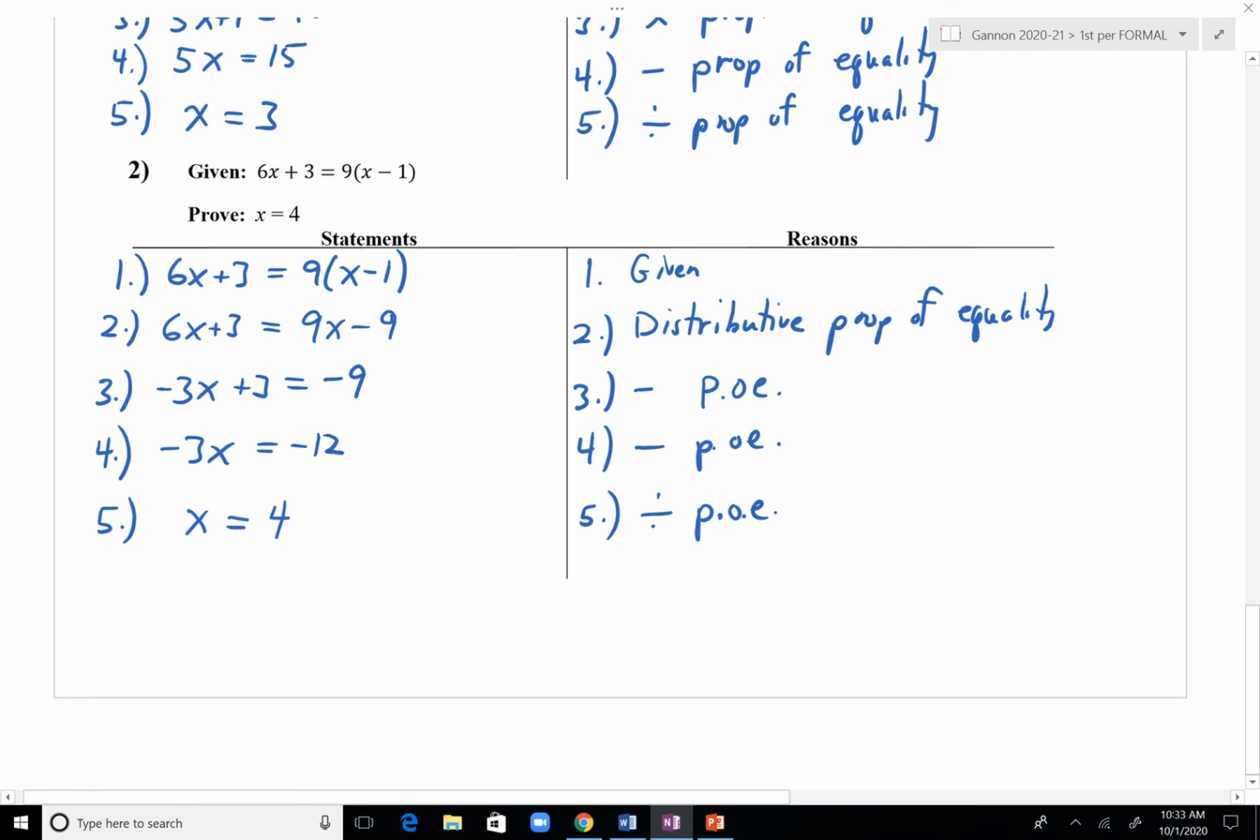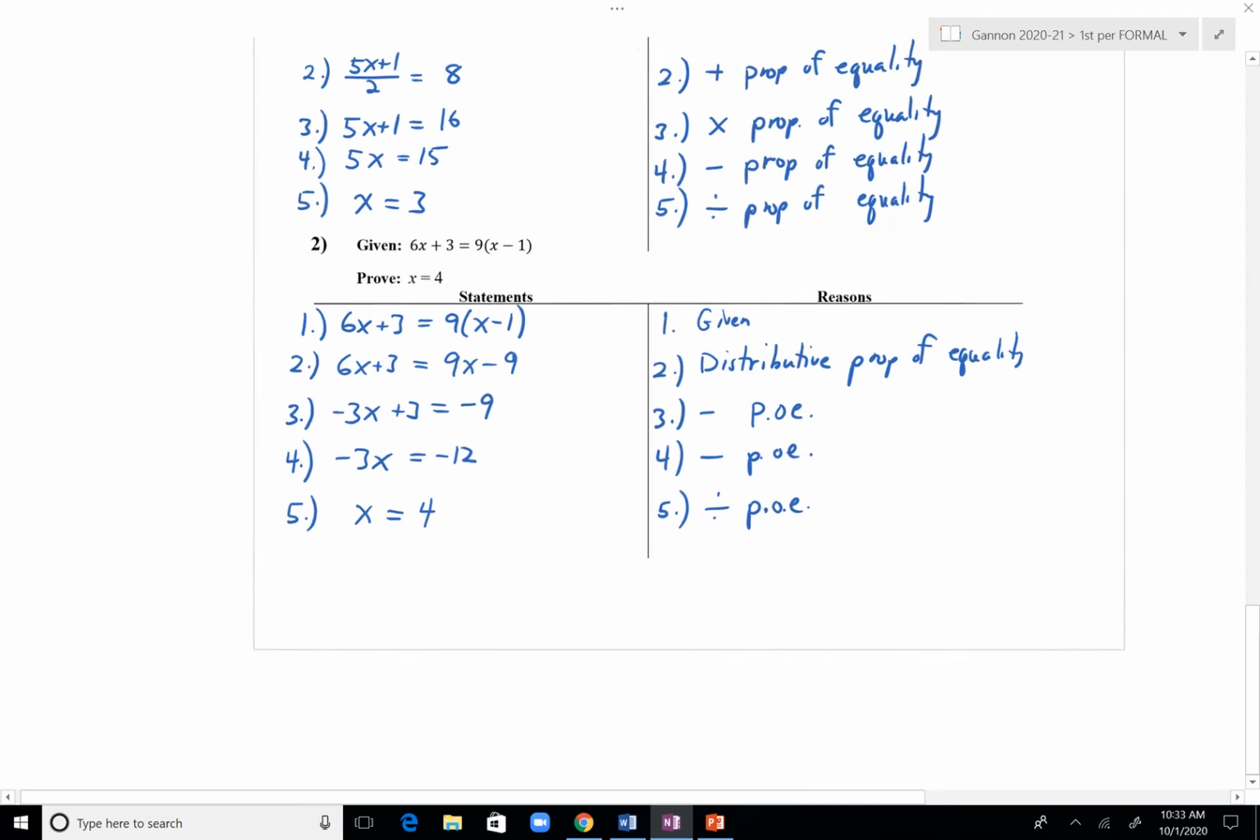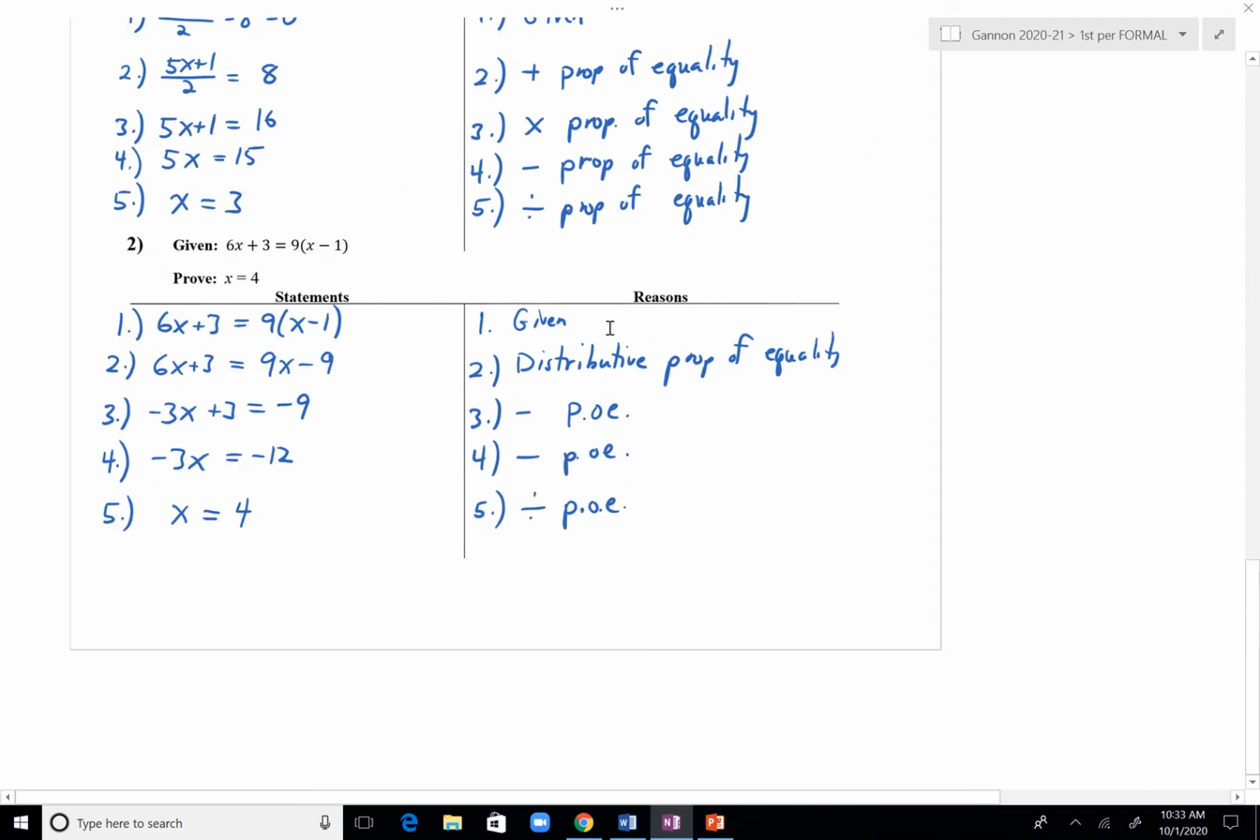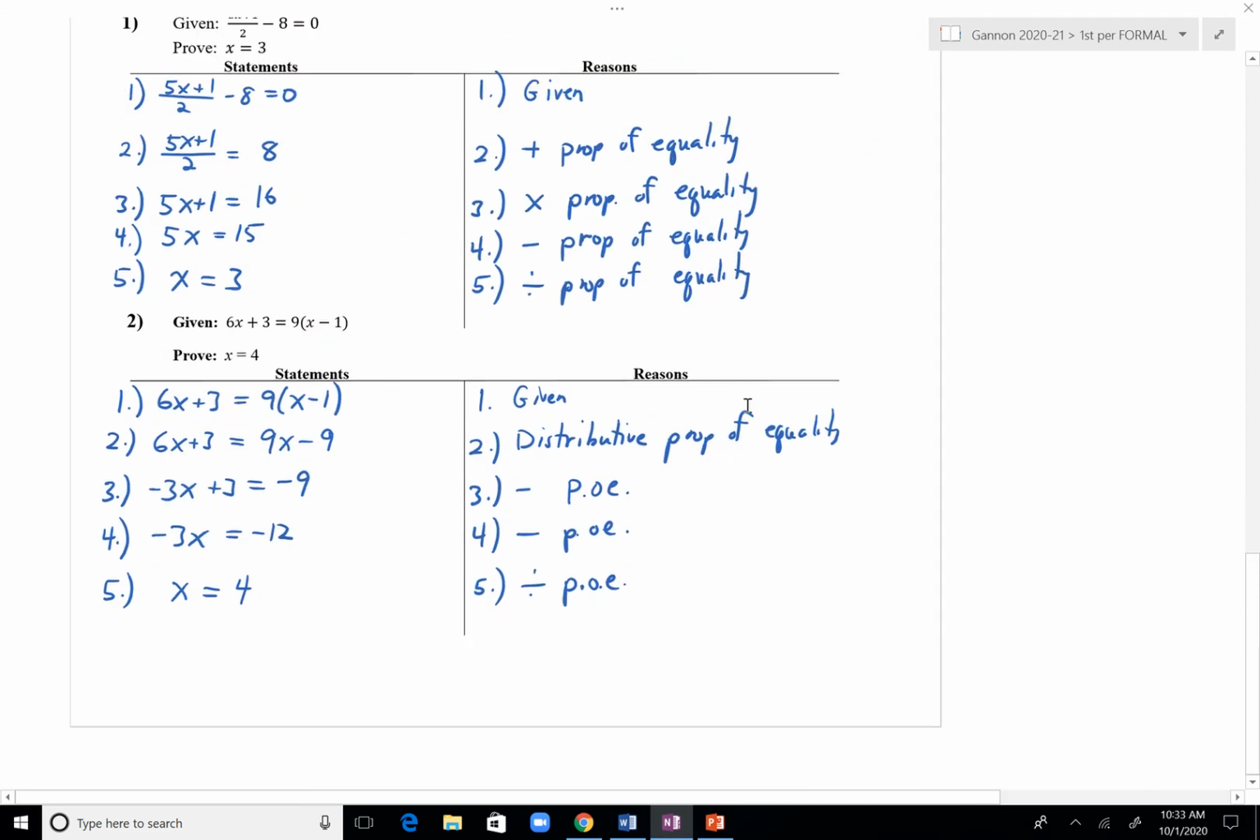And that is how you are doing an algebraic proof. All right, you're essentially solving the algebraic equation, but you're providing a reason for each step along the way.